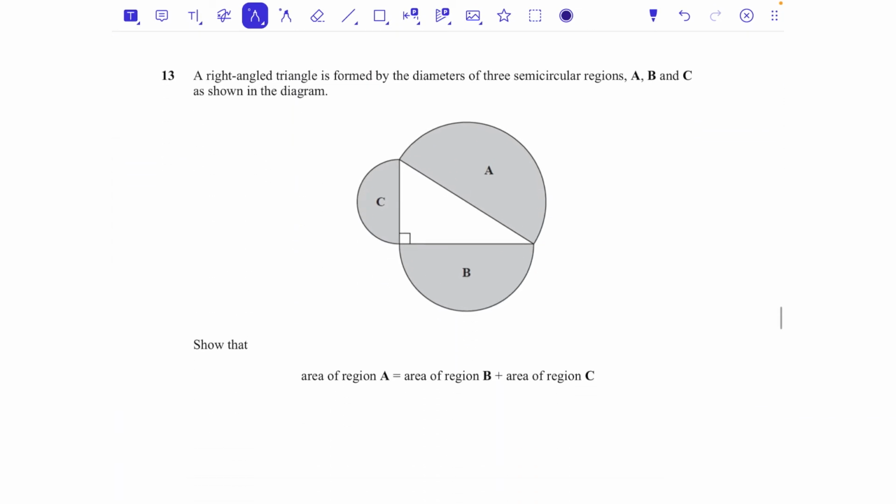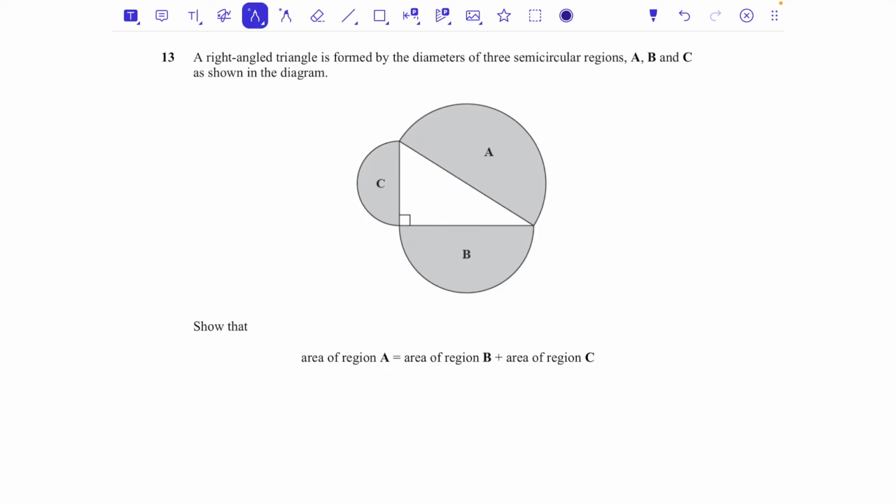Okay, question number 13. A very tricky one, this one. A right-angled triangle is formed by the diameters of 3 semicircular regions, A, B and C, as shown in the diagram. Show that the area of A equals the area of B, add the area of C. So let's call this side A, this diameter of circle A.